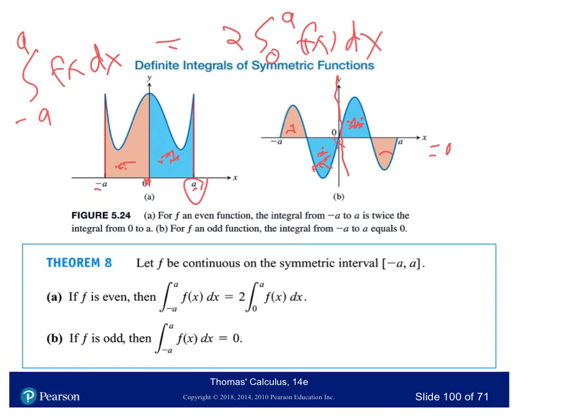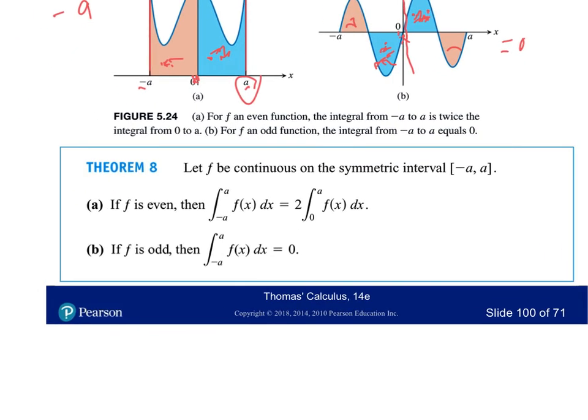So let's see what the theorem says. Let f be continuous on the symmetric interval negative a to a. If f is even, then okay, that's what I just did. If f is odd, then the answer is 0.